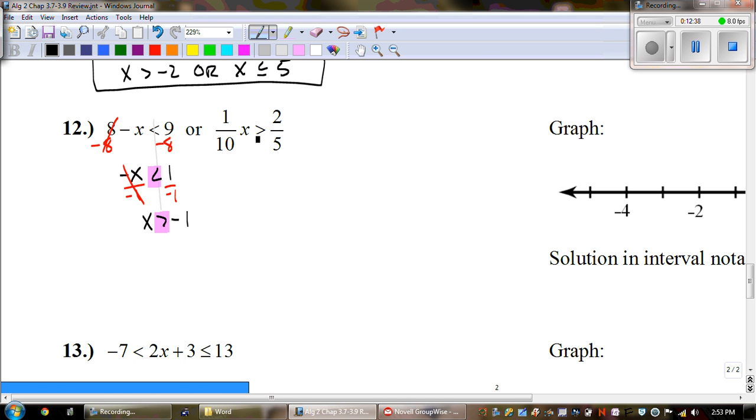All right, on the right side, x isn't by itself, it's being multiplied by 1/10. And to get rid of that, I need to multiply by the reciprocal. Okay, I did not multiply by a negative, so I am not changing my sign. Now, what we have to do here is 2/5 times 10/1. Okay, now if we multiply straight across, we get 20 divided by 5, and 20 divided by 5 is 4.